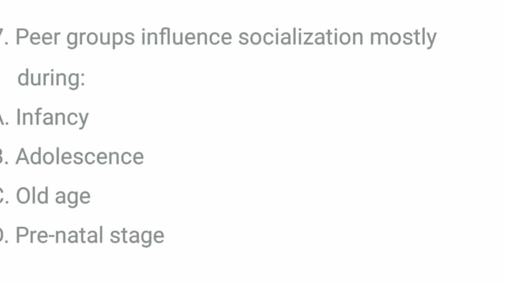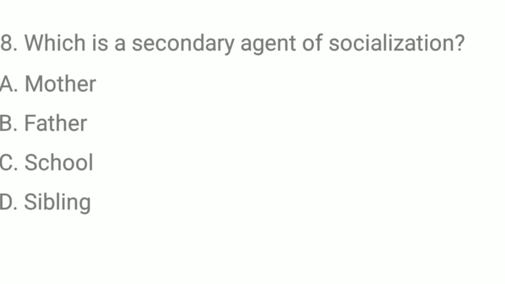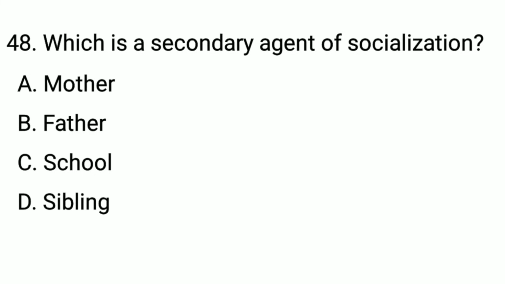Question number 47. Peer group influences socialization mostly during. The right option is option C, old age. Question number 48. Which is a secondary agent of socialization? The right option is option C, school.